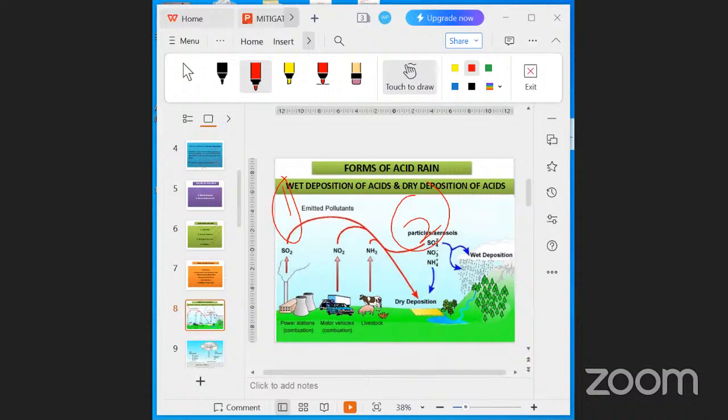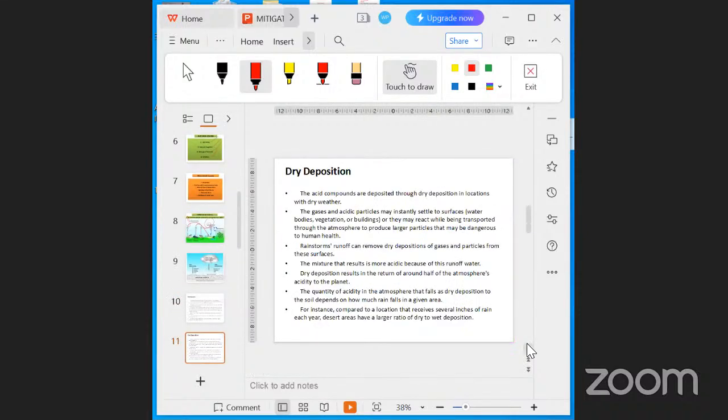I think time is up. I will explain tomorrow how acid rain forms, with the chemical reactions.